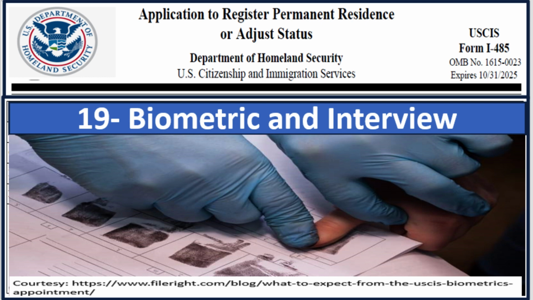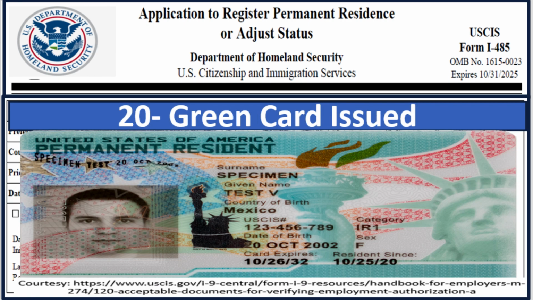Once they are done with that, now it's time for an interview. You will also schedule an interview. On your interview date, the USCIS officer will ask you questions about your case, and if he or she sees everything looks good and that the marriage was genuine, they will issue your green card. That's step 20. Congratulations, you have your green card. They will mail you your green card within a couple of weeks.